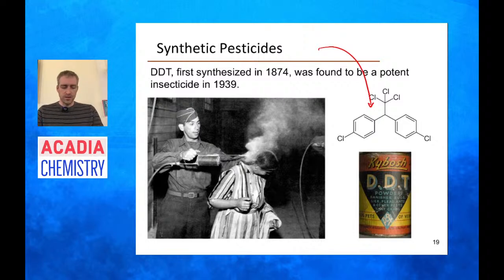DDT was found to be relatively non-toxic to humans and mammals, but quite potent at killing insects. And this discovery was made back in 1939, which conveniently was also the beginning of World War II, where a lot of people were traveling to environments with new and exotic insects that they hadn't been exposed to in the past. So DDT became a very popular substance, produced in huge amounts to kill insects.